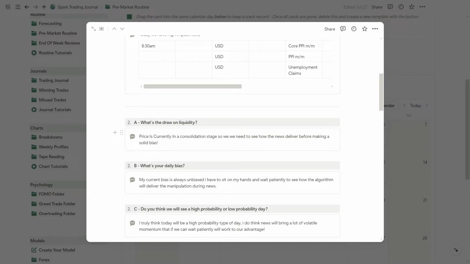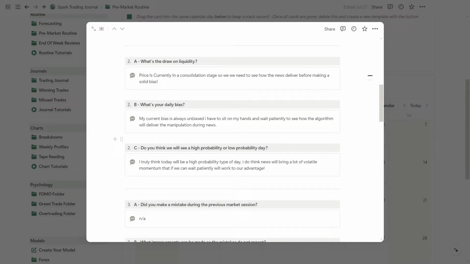All of this right here is our next questions, where we asked what was the draw on liquidity that we look for, where we develop our daily bias. Also, all of these questions are truly needed every single morning before we hop on the charts and start taking trades, because you have a solid bias and a solid understanding of what you are going to look for. You are not just going in there blindly taking trades. You're going with a solid bias and a solid structure.